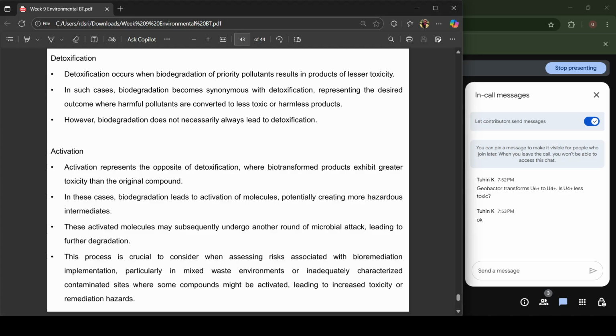So, the process of detoxification occurs when the biodegradation of the priority pollutants results in products of lesser toxicity. We are not getting any simple molecule, but just the toxicity is reduced. So, in this case, biodegradation is synonymous with detoxification. However, biodegradation does not necessarily lead to detoxification. This is a key point that you have to remember when you read about biodegradation and detoxification.